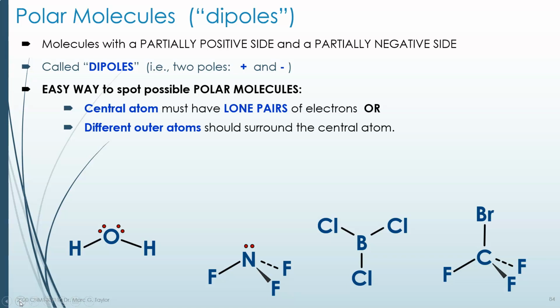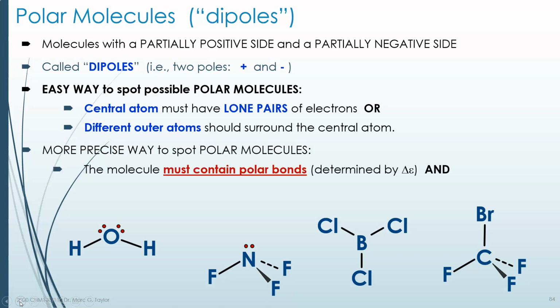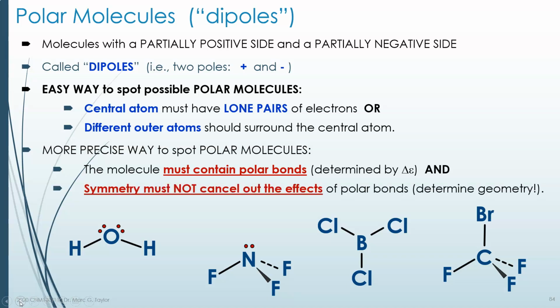Well, you'll notice the third molecule here, the boron, has 3 chlorines surrounding it in a symmetrical fashion. So even though these bonds may be very polar, they all balance each other in a very special way. And before we go through that, the more precise way of telling polar molecules would be to tell, first of all, if there are polar bonds, which is a given. You have to look for polar bonds, and that the symmetry does not cancel the effects. And that's another way of saying that there are lone pairs that break the symmetry, or there are different kinds of atoms around the central atom that break the symmetry.